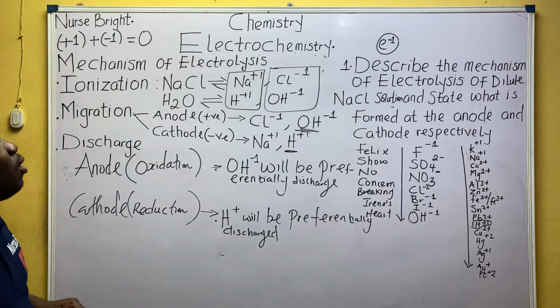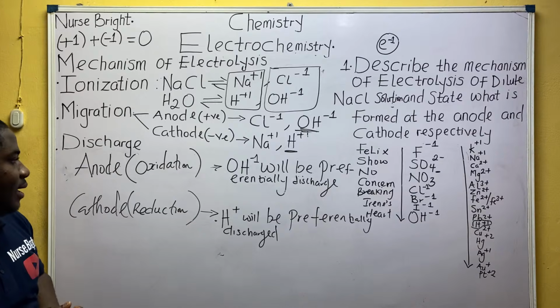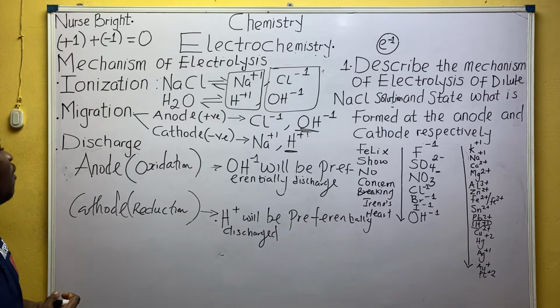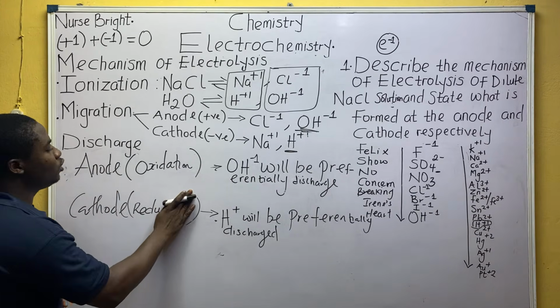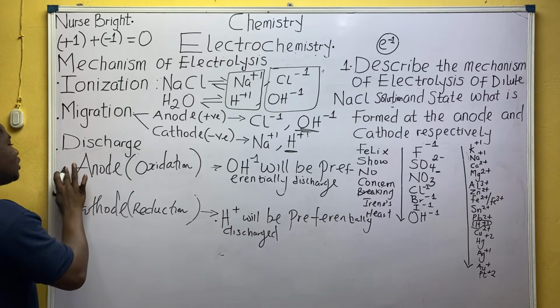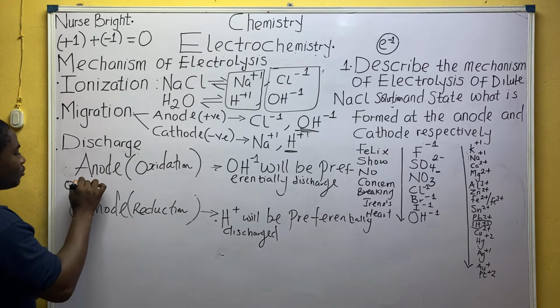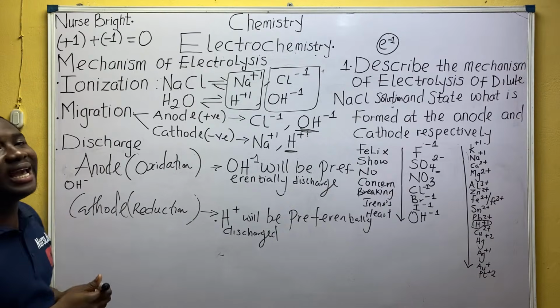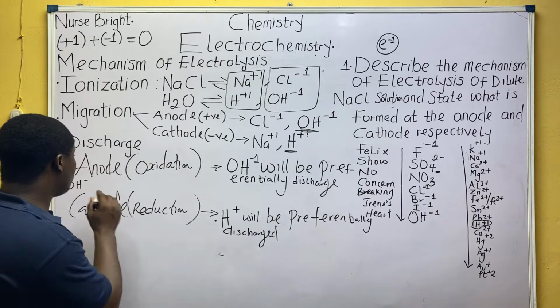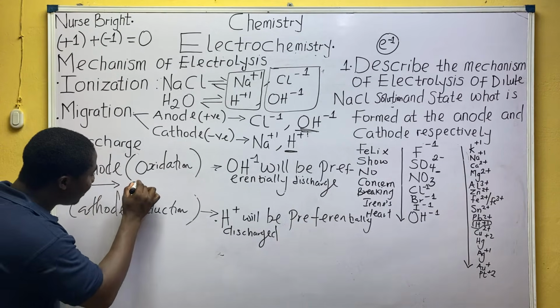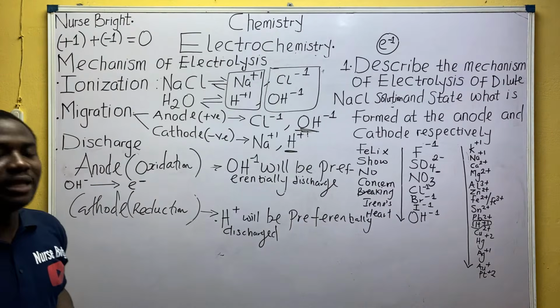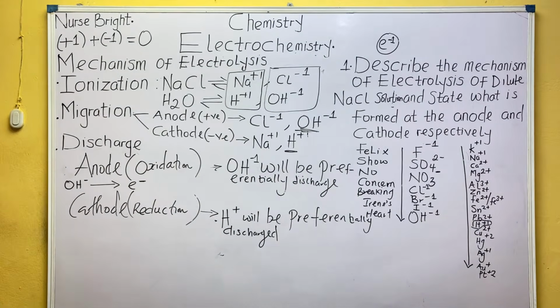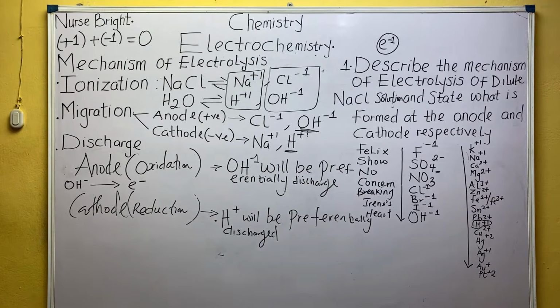Alright, so what do we do next? Here, let's form our reaction. You know, in the anode, this OH, since it's undergoing oxidation, what will be happening? Is it gain or loss of electron? Loss. It will lose electron, and the electron will be this guy. As a student, to know what exactly to form, let me just tell you.